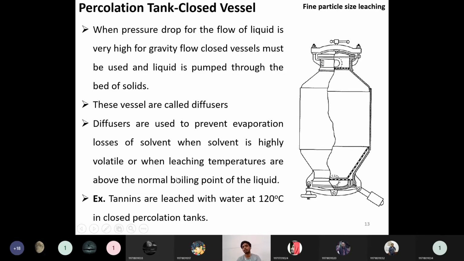An example for this type of operation is tannin. Some rubber manufacturing industries will use this type of percolation tank in a closed vessel, because the tannins will be extracted from tree bark or some wood barks using water. Water's boiling point is 100 degrees centigrade, but this tannin leaching operation has to be carried out at 120. Then the evaporation loss of this water will be very high. In order to lower this evaporation loss, closed vessels will be used, in which the water will be at 120 degrees centigrade. So this is a percolation tank in a closed vessel.